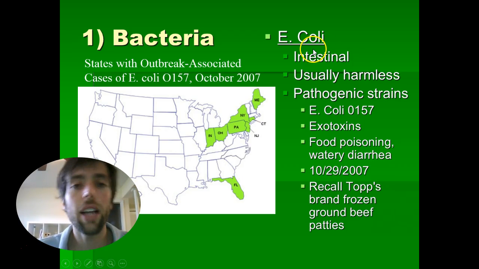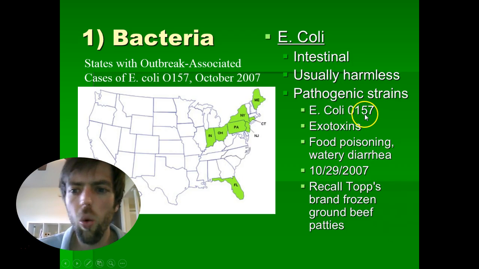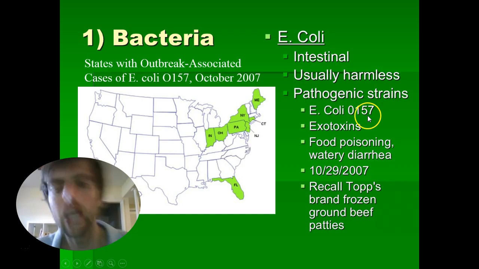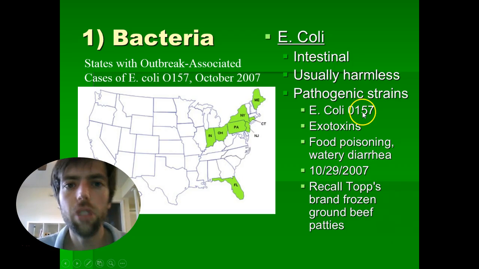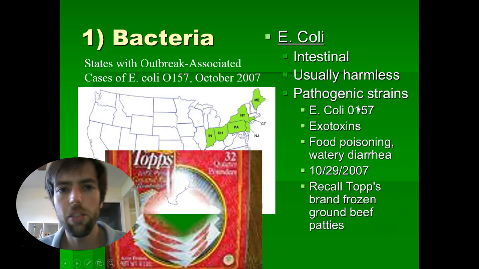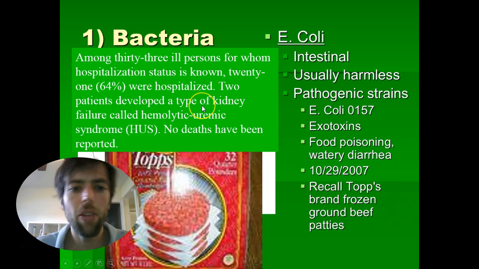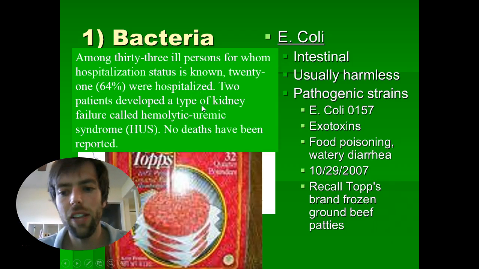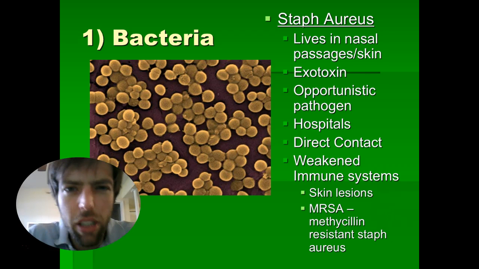E. coli is an even more familiar bacterial infection, especially E. coli 0157. This bacterial strain causes food poisoning and diarrhea. You may have had some. There's been all sorts of stories in the news almost every year of different types of beef products or vegetables. This one in particular, I remember from 2007, people got sick from E. coli 0157 and they had to recall all this food. So, watch out where you get your food.